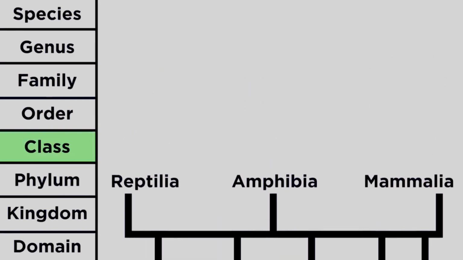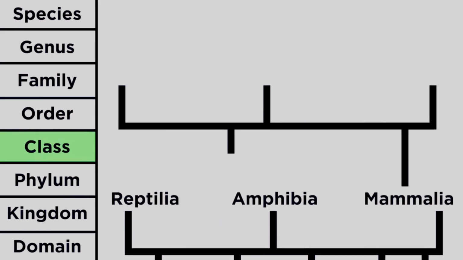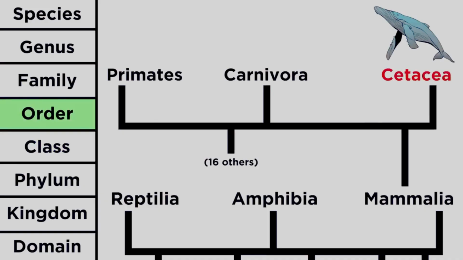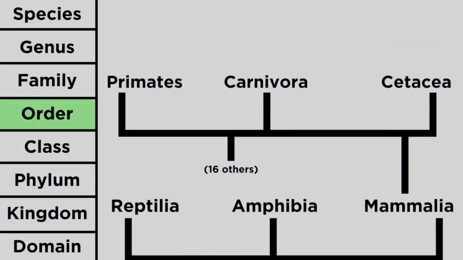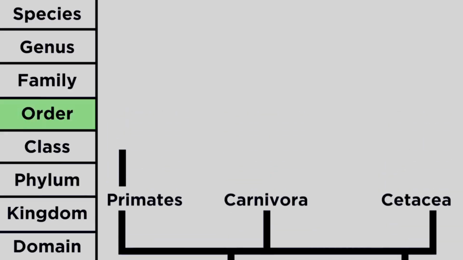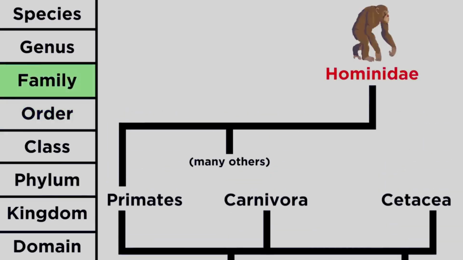Humans belong to Mammalia, and within this class there are a number of orders. The order Cetacea contains all the whales and dolphins. Carnivora contains things like bears and weasels. Then there are the primates. That's got everything from orangutans to lemurs, and humans are in there too. Within the order of primates, there are several families. The family Hominidae contains all the great apes, so that's us again.